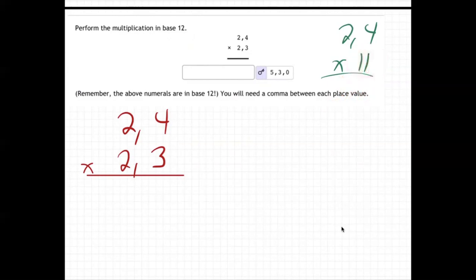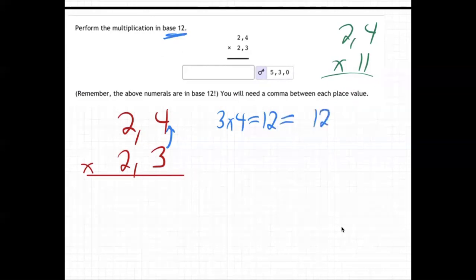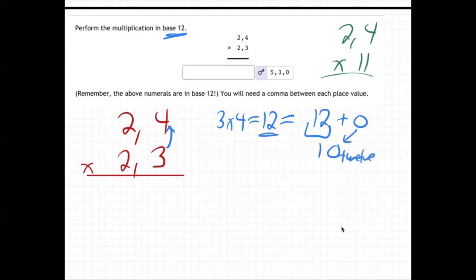So let's start right here. We're going to take this 3 times 4. And of course, 3 times 4 is 12. But in base 12, you're never going to have a 12 in one spot. What are you going to do? You're going to say, how many 12s is that, plus how many extra? So that's a single 12 and no extras. So in base 12, 12 becomes 1-0. Is that making sense? I know that's the tricky part.